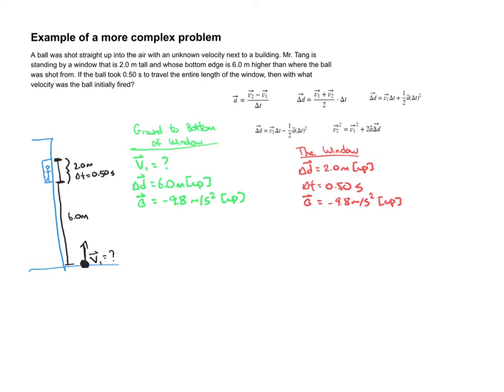The ball is going to have a certain speed v1 at the bottom. I'll just use a highlighter here. Yeah, it's going to have a certain speed at the bottom. It's going to slow down, slow down, slow down, slow down until it gets to the bottom of the window. Then it's going to have some sort of speed, which I will call v2.